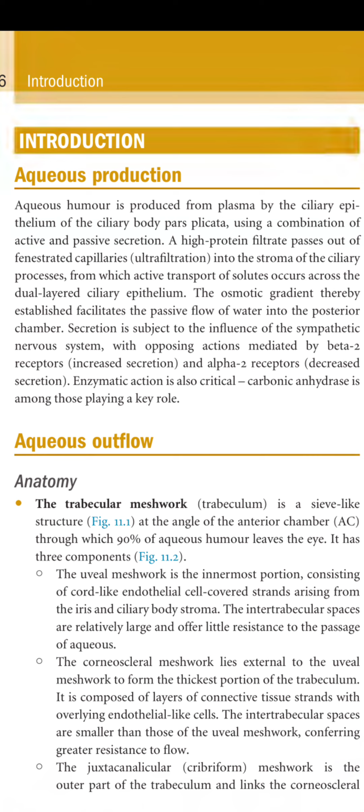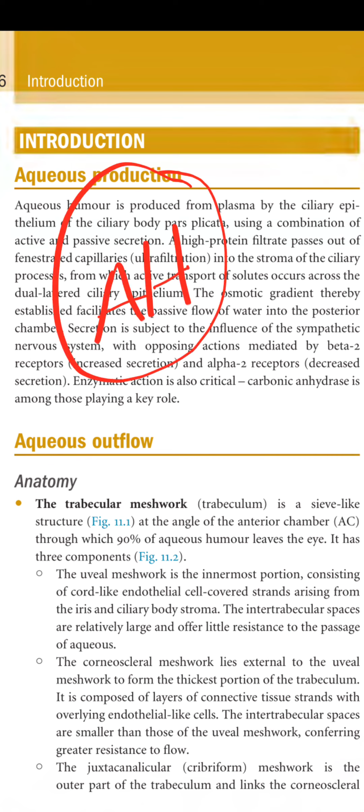Secretion is subject to the influence of the sympathetic nervous system with opposing action mediated by the beta 2 receptor, increased secretion, and alpha 2 receptor, decreased secretion. Enzymatic action is also critical. Carbonic anhydrase is among those playing a key role. So basically, in this part, the writer is discussing the aqueous humor production.